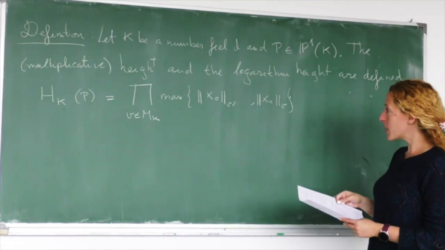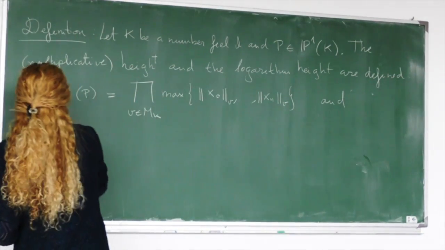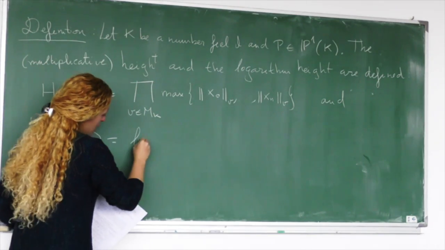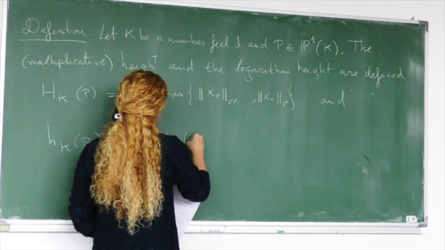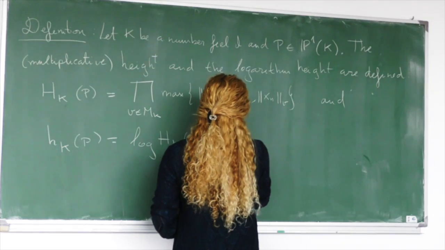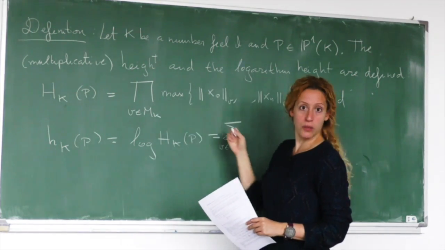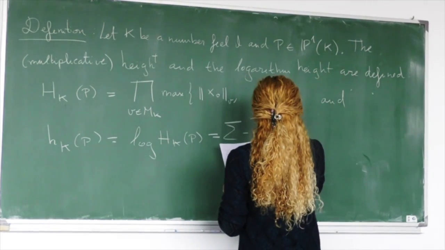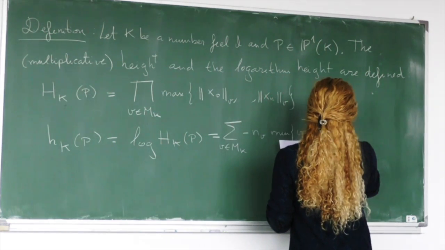Okay, so this one is the multiplicative height, and now I'm going to define the logarithm height, small h_K of P, equal, and this is why the name, to the logarithm of the multiplicative height. And this we can write, if you want, as follows. Now, because I'm taking a logarithm, the product becomes a sum. So this is equal to minus the sum over v of the minimum of the valuations of the coordinates.